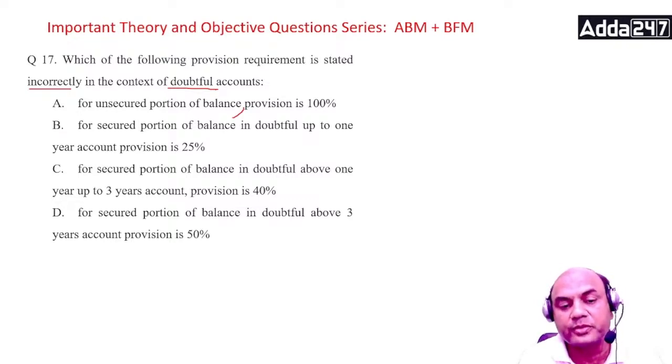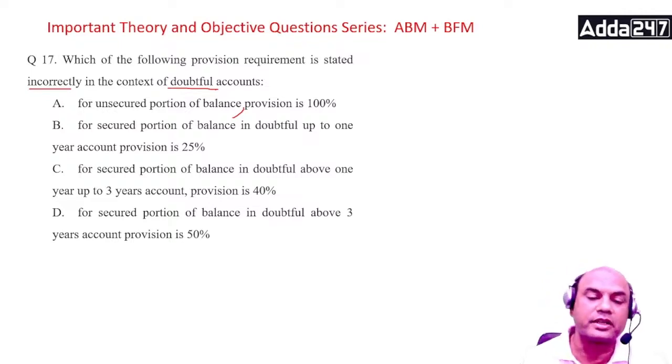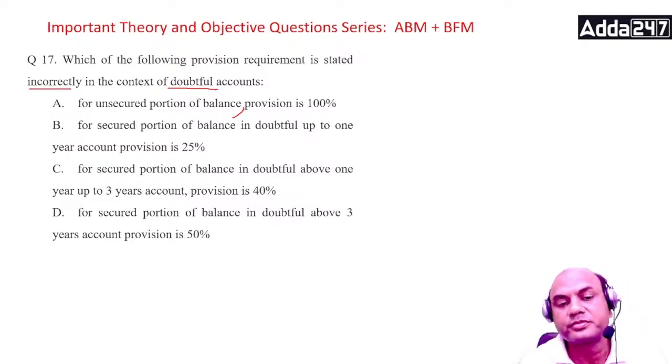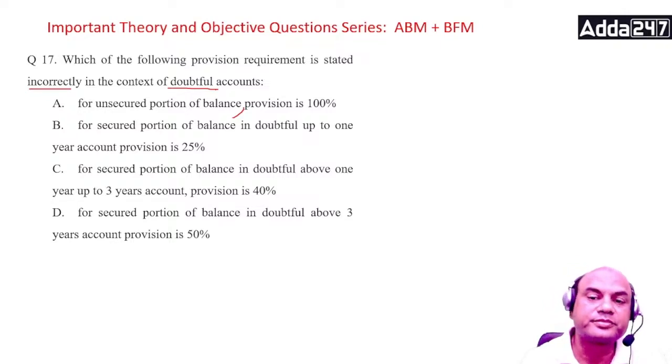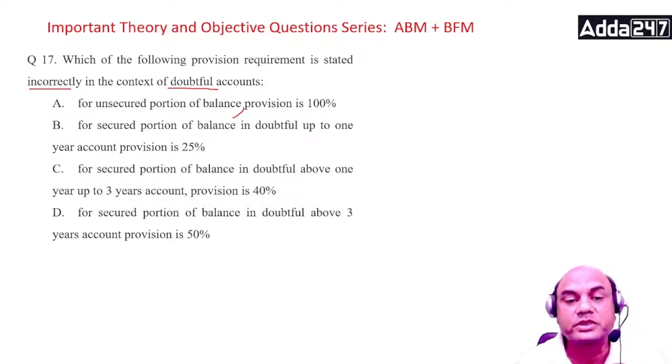For the secured portion of the balance in doubtful above 1 year up to 3 years, the provision is 40%. For the secured portion of the balance in doubtful above 3 years, the provision is 50%. So which one is correct? Think over it. This question was there in your JIB also earlier. Which one is correct?